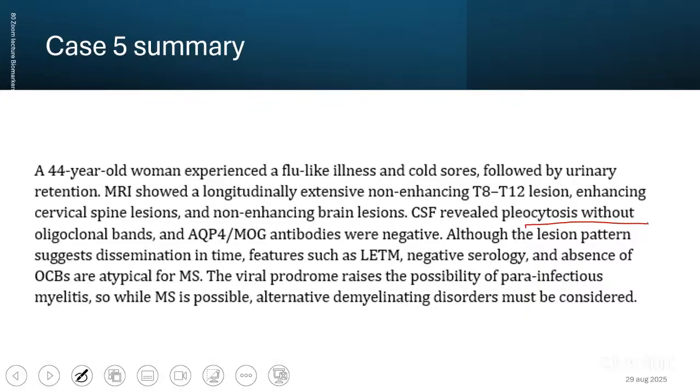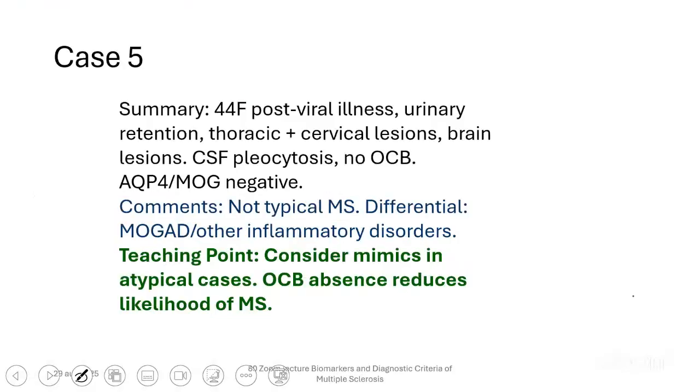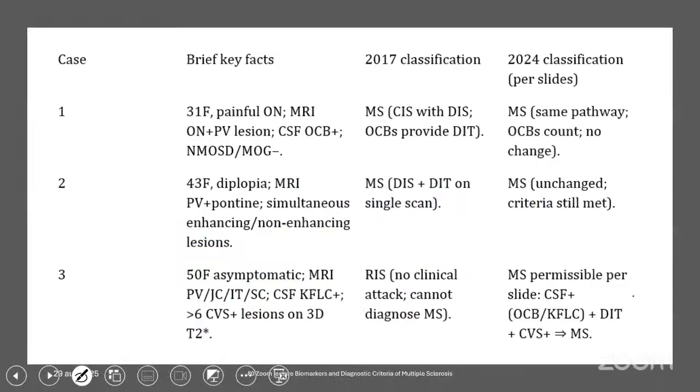The viral prodrome raises the possibility of para-infectious myelitis. So while MS is possible, alternative demyelinating disorders must be considered. Consider mimics in atypical cases; OCB absence reduces the likelihood of MS. That's why it's very important.